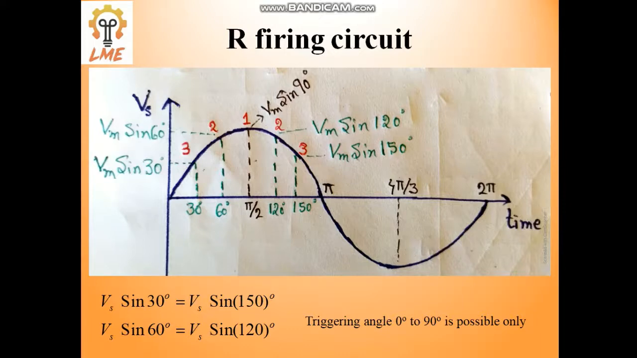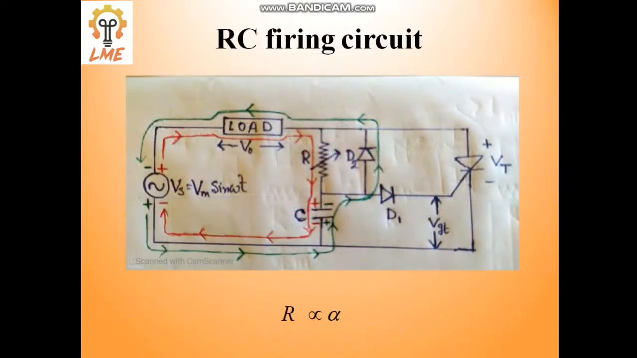So let's go for the RC firing circuit. Let's check how we overcome this problem of 0 to 90 degrees. So this is the RC firing circuit. In the previous circuit we were using only resistors, but here we are introducing a capacitor. That is why this is known as the RC firing circuit.